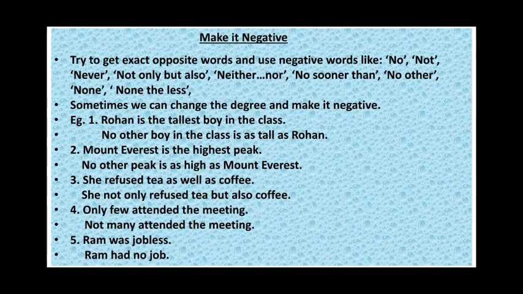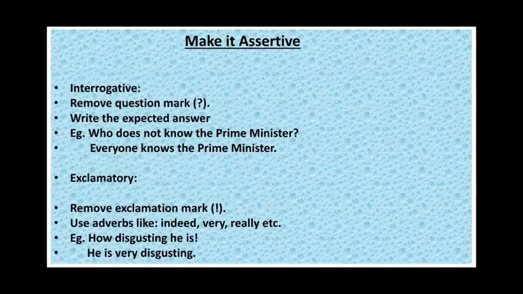Next is how to change into an assertive sentence. First, how to change from an interrogative sentence to an assertive sentence. So first, we need to remove the question mark. Then write the expected answer. For example, who does not know the Prime Minister? So, the exact expected answer is everyone knows the Prime Minister.